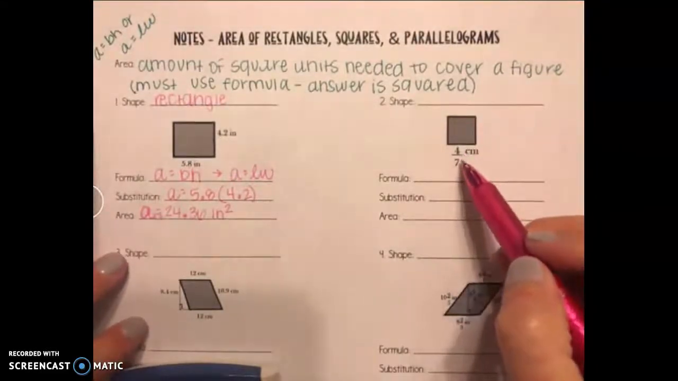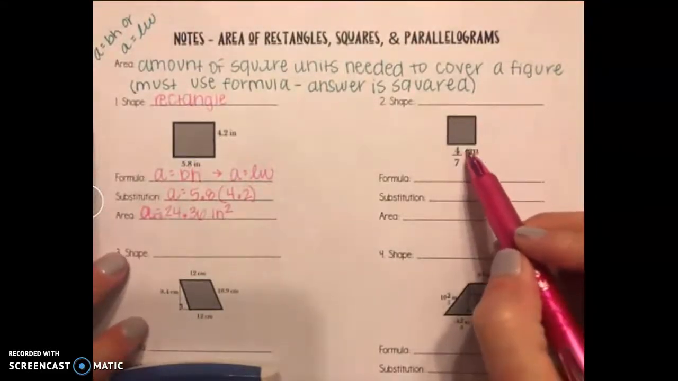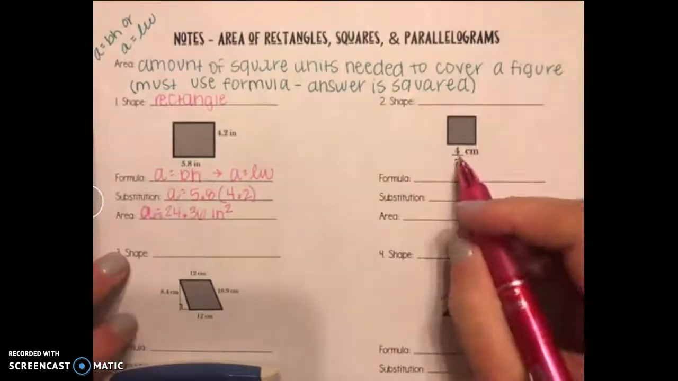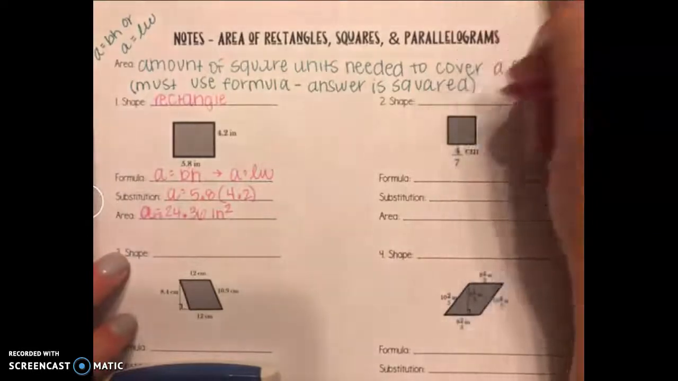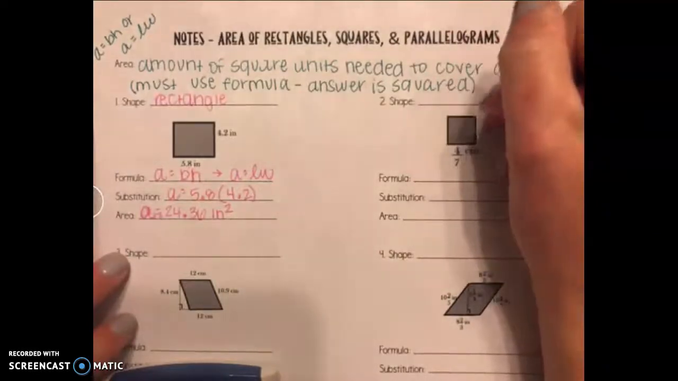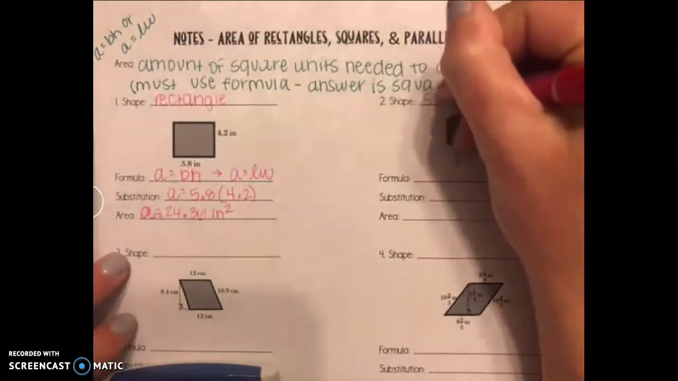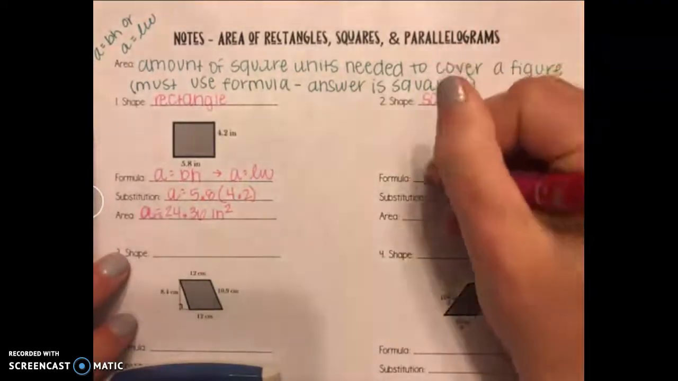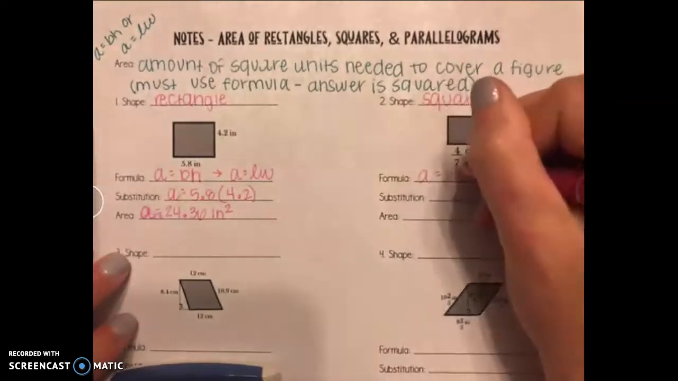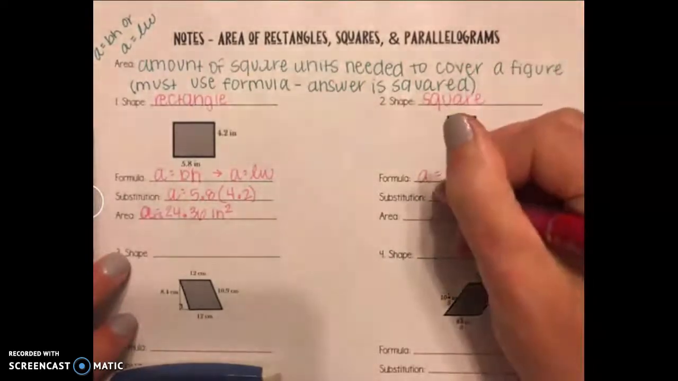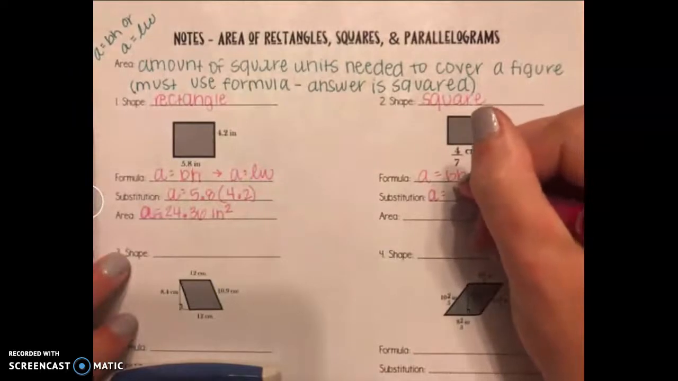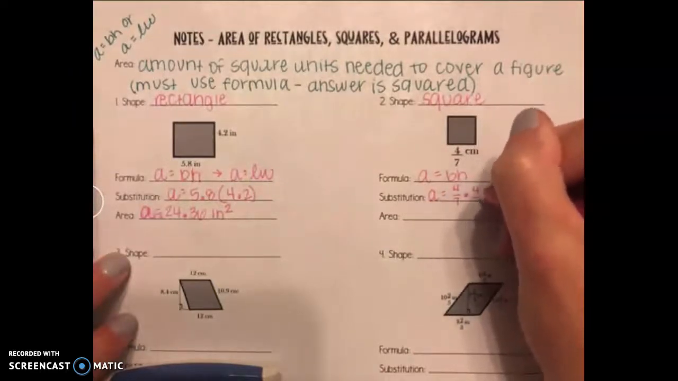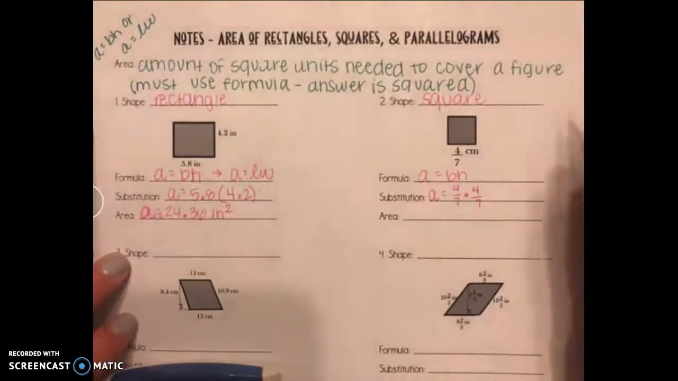For this shape, we have 4/7. Notice how it only tells us one side. What do we think that means this side is? 4/7 as well. So that means it's all the same size, which means this is going to be a square. We know the formula is area equals base times height, so we would do area equals 4/7 times 4/7.